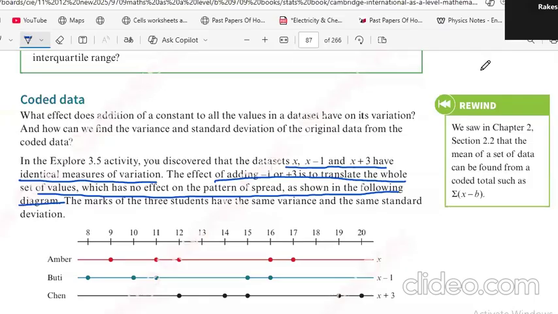Remember that if you add or subtract any value to all the values of x, like adding -1 or +3, the variation doesn't change, the standard deviation doesn't change. The effect of adding -1 or +2 is to translate the whole set of values, which has no effect on the value of the spread.